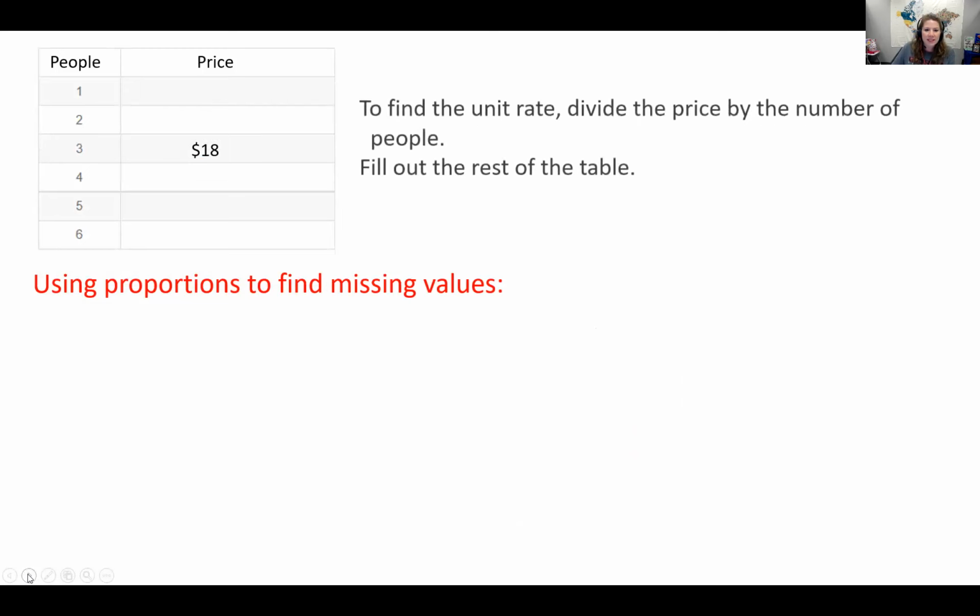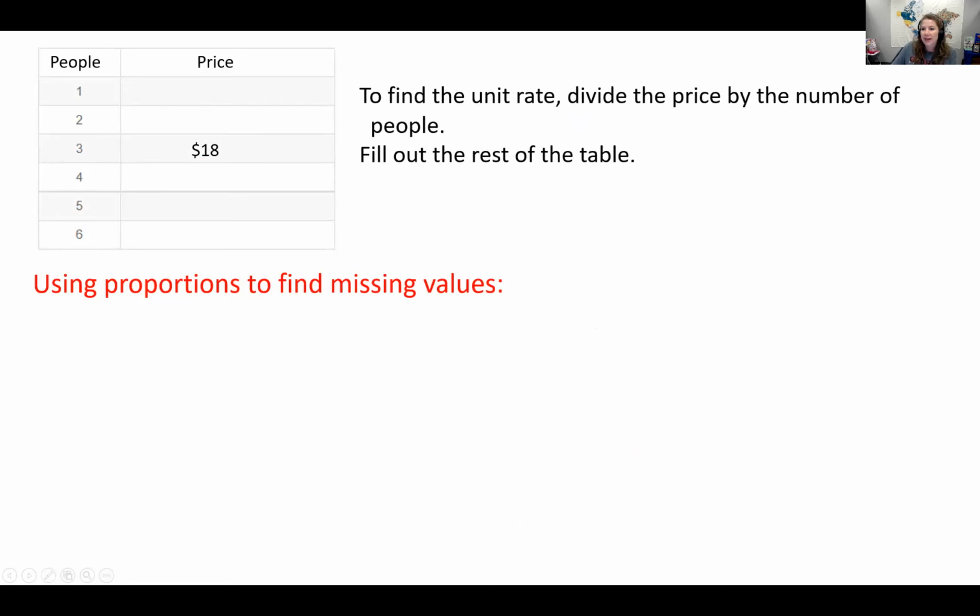All right, what does this say? To find the unit rate, divide the price by the number of people, and then we're going to fill out the rest of the table. So if 3 people cost $18, so maybe they're buying tickets or something. 3 people buy three tickets, that would be $18. So how much per person? So 18 divided by 3 people is 6.